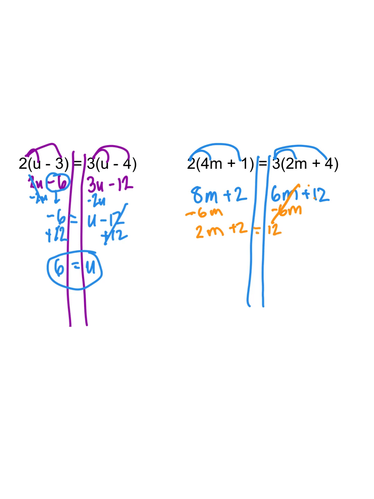I'm down to a two-step equation, so I'm going to undo the addition by subtracting 2. 2m is equal to 10. Divide both sides by 2. M equals 5.